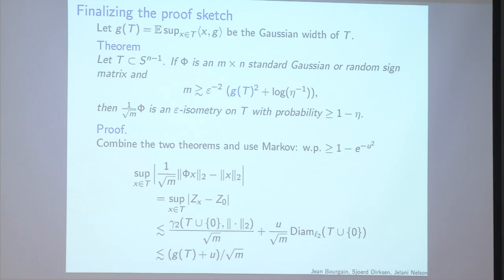Maybe as a little small thing, earlier I defined the restricted isometry constants with squares on the norms. It doesn't matter, you can derive that result from this one here.